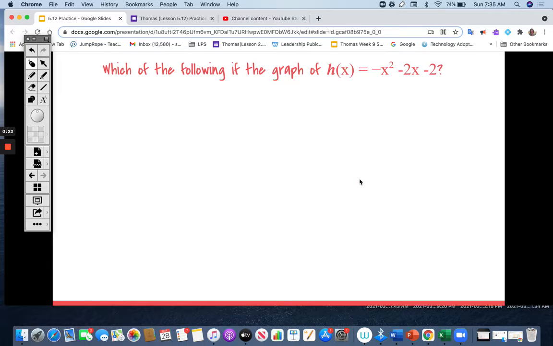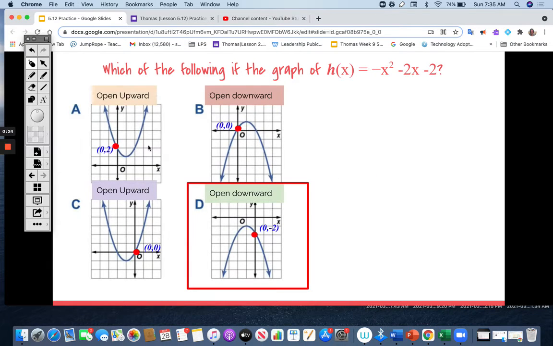So when we look at each of the graphs, we want to think about what we know about each of them. A is opening upward and it has a y-intercept at 2. B is opening downward. It has a y-intercept at (0, 0). C is opening upward. It has a y-intercept of (0, 0). And D is opening downward and it has a y-intercept of negative 2.